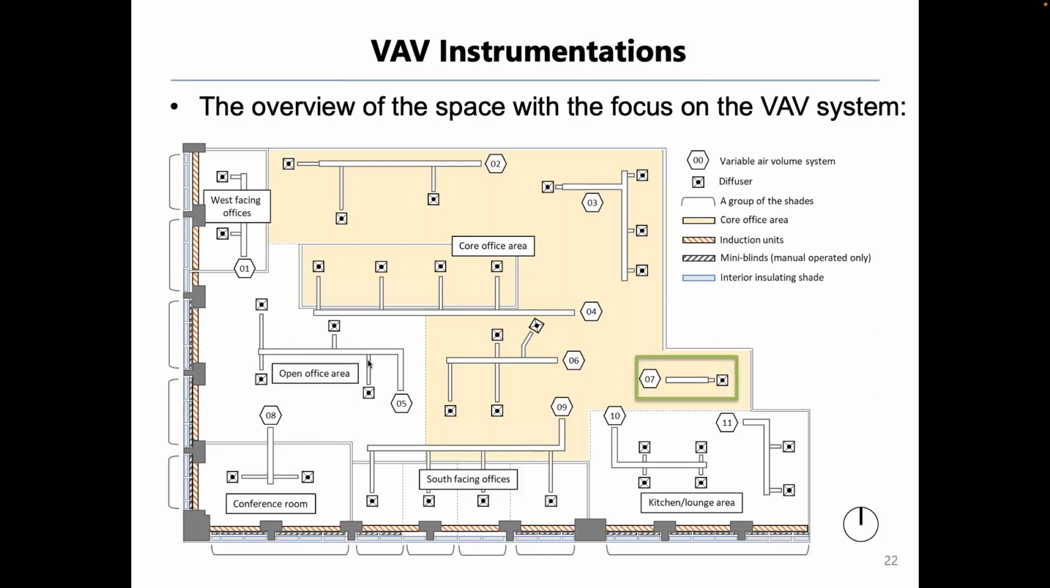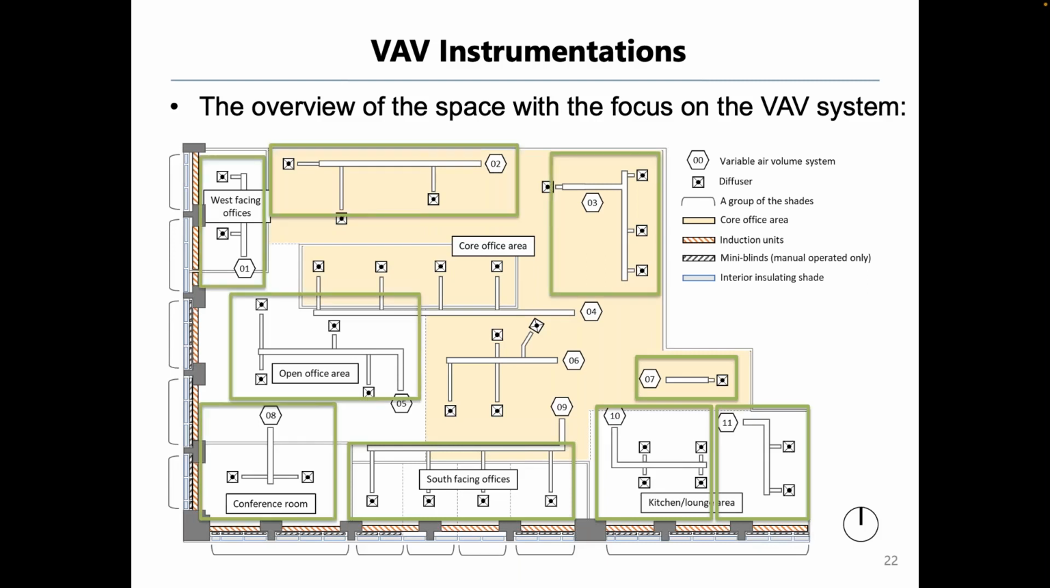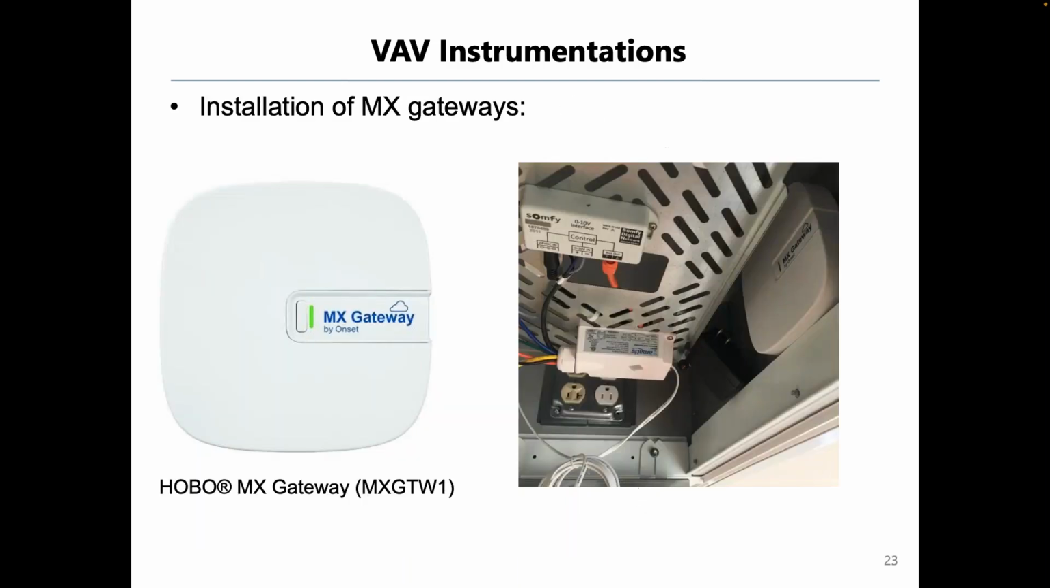So if you are looking at these, the first step for instrumentation was like, how can we monitor and log the information for these VAV boxes? We had to measure the flow rate coming out of these VAV boxes, and also making sure at least one diffuser per VAV box was monitored for the temperature and humidity coming out of that.